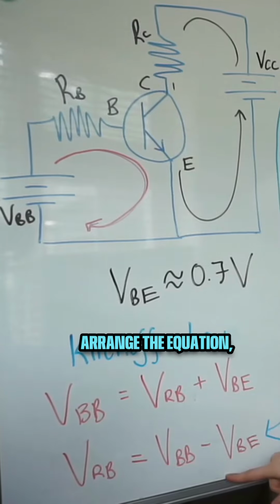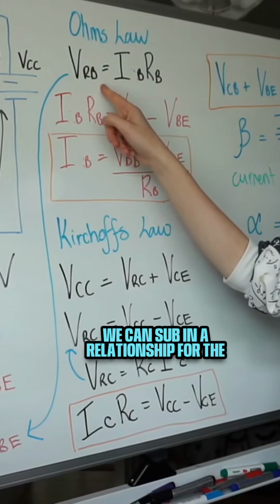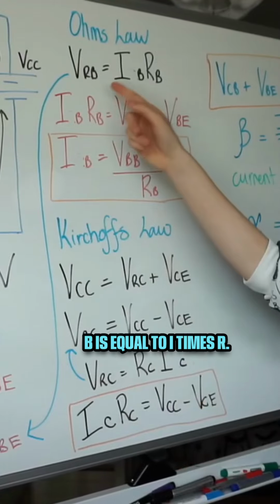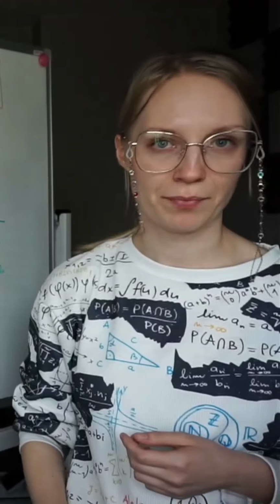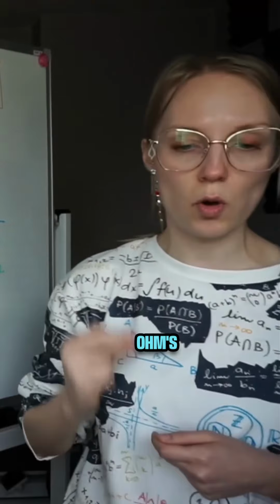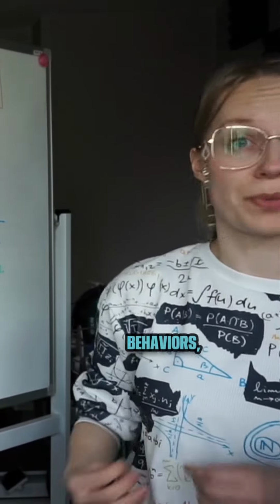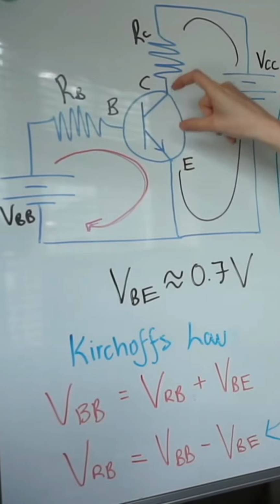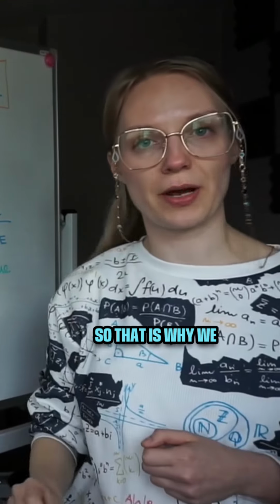If you rearrange the equation, we can sub in a relationship for the voltage dropped across this dude. Well, we know Ohm's law. V is equal to I times R. Remember that when we're studying transistors, we can use Ohm's law with resistor behaviors, i.e. this dude will obey Ohm's law. This dude is a bit weird, so that is why we need to do maths.